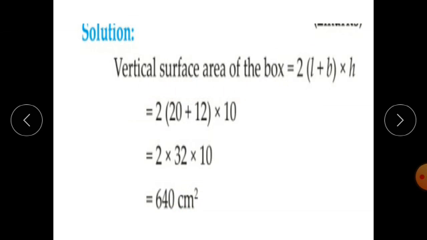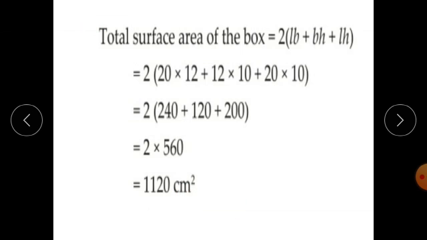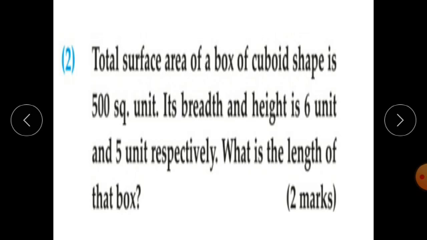Vertical surface area of the box equal to 640 square centimeter and total surface area of the box is 1120 square centimeter. Now question number 2. Total surface area of a box of cuboid shape is 500 square unit. Its breadth and height is 6 unit and 5 unit respectively. What is the length of that box?